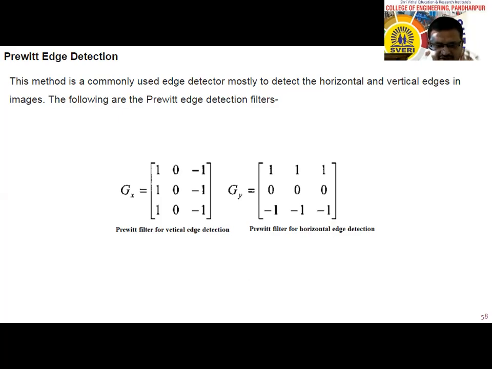GX, that is 1 0 minus 1, 1 0 minus 1, 1 0 minus 1, the Prewitt filter for vertical edge detection. GY, the Prewitt filter for horizontal edge detection, that is 1, 1, 1, 0, 0, 0, and minus 1, minus 1, minus 1.